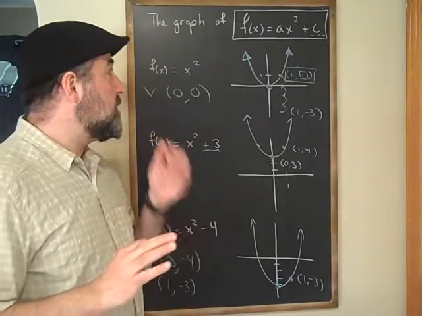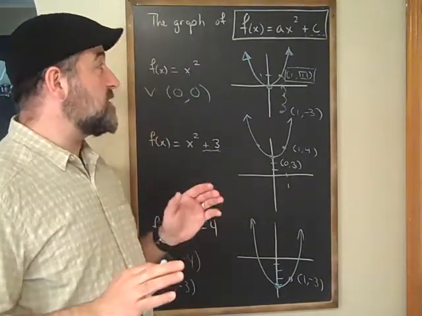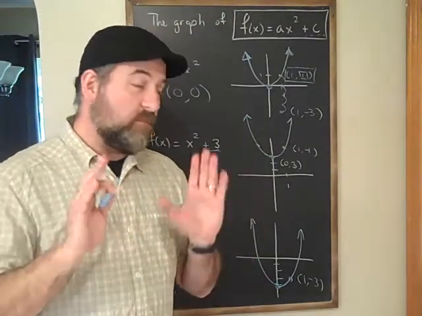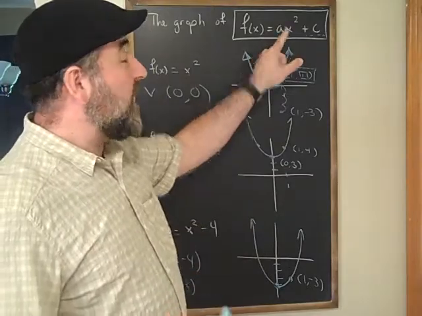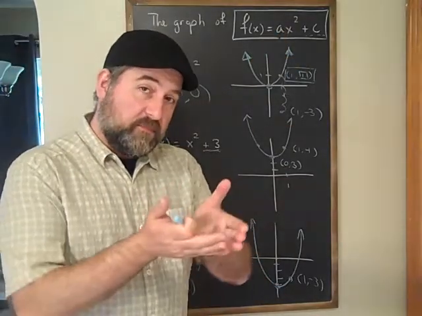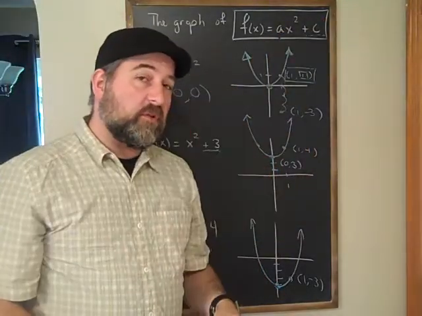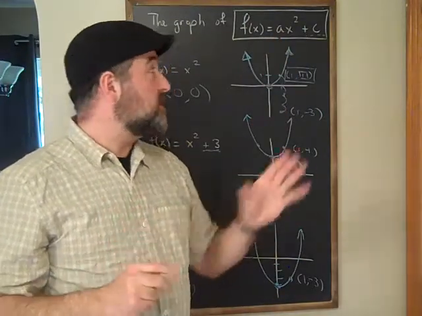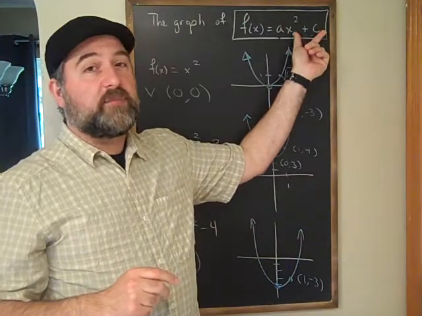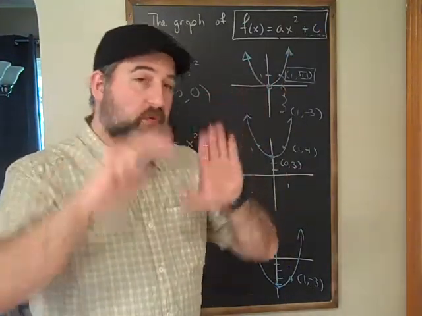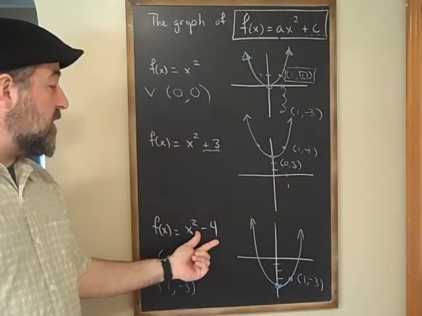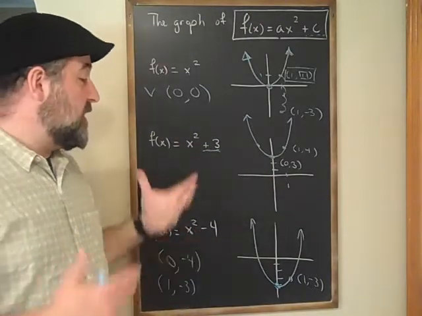So, the thing you need to take away from this is everything's the same as it was before. The value of a affects whether the parabola opens up or whether the parabola opens down. And the value of a also affects the shape. The only new thing is that plus c is going to shift it up or down, whether you're adding on to that ax squared or whether you're taking away from that ax squared. That's it.